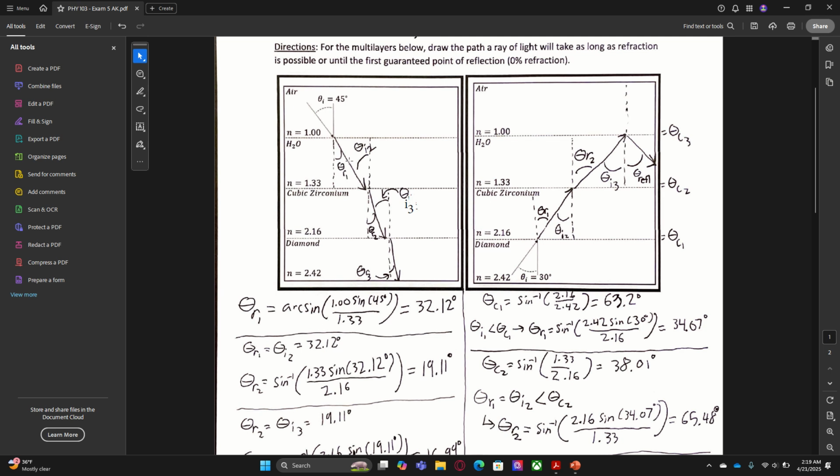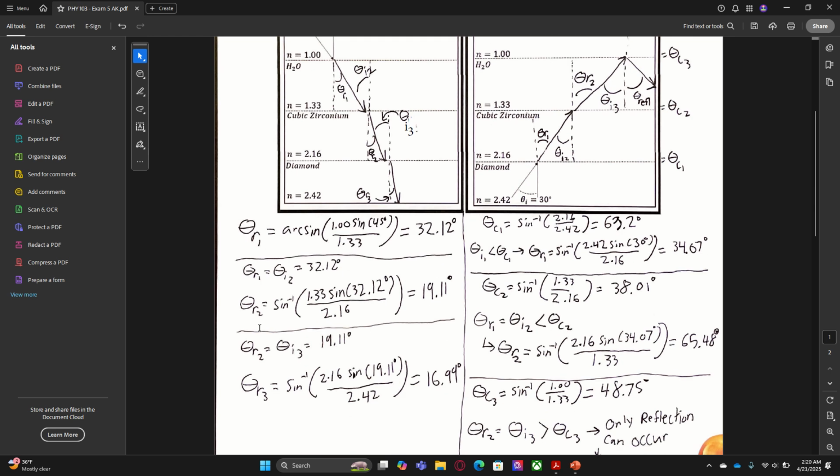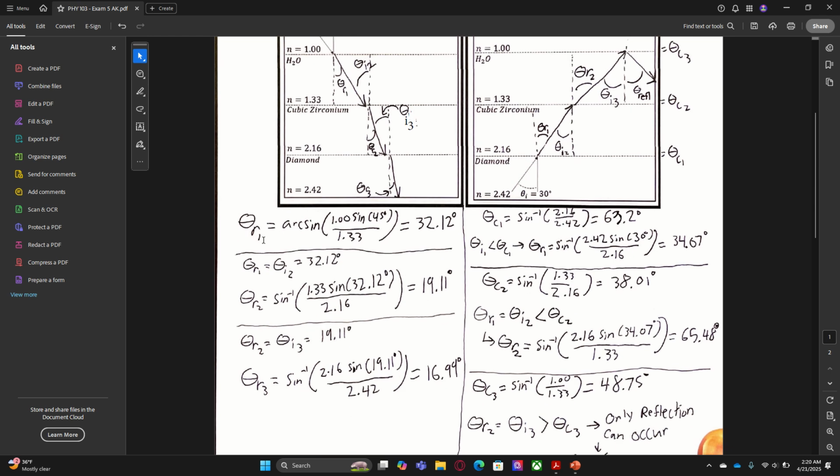Labeling each one as theta R1, theta I2, theta R2, theta I3, and theta R3. And if we label them so, then if we say what they equal elsewhere, then that's good enough for this side.